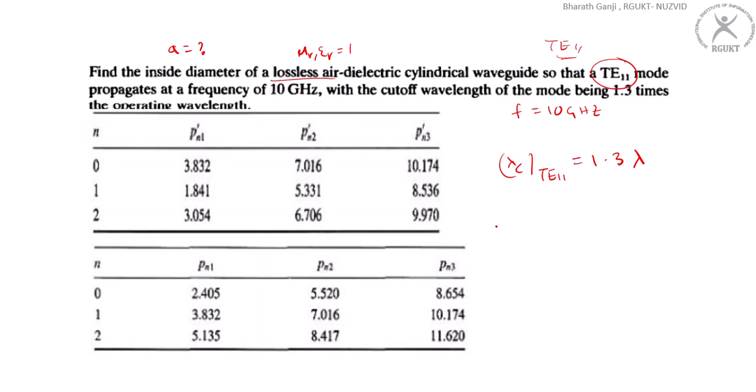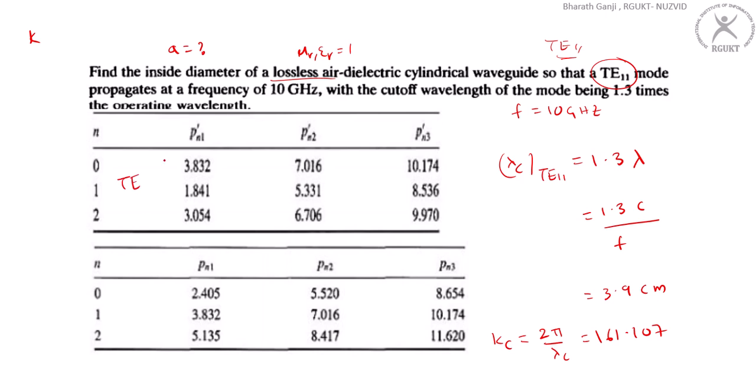So let us find the cutoff wavelength, which is 1.3 c divided by the frequency of operation. I have c and I have f, and I'll get an answer of 3.9 centimeters. So from here, what is the value of kc? kc will be 2 pi by lambda c, which is nothing but 161.107.